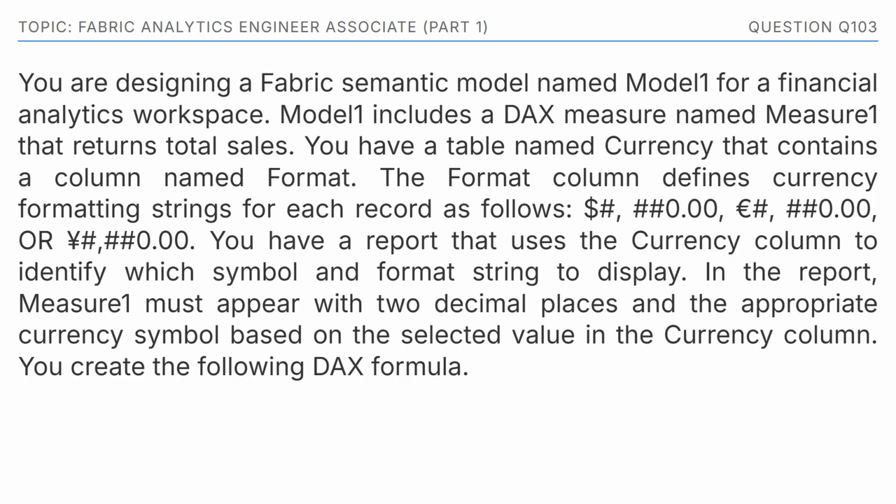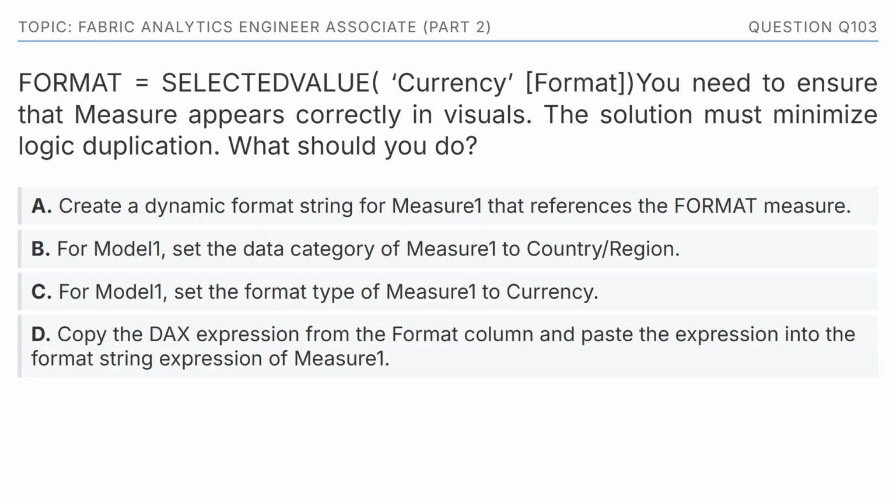In the report, Measure 1 must appear with 2 decimal places and the appropriate currency symbol based on the selected value in the currency column. You create the following DAX formula. Format equals SELECTEDVALUE(Currency[Format]). You need to ensure that the measure appears correctly in visuals. The solution must minimize logic duplication.